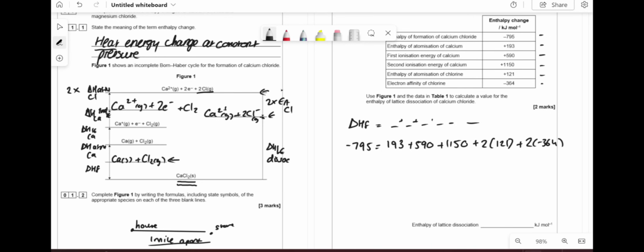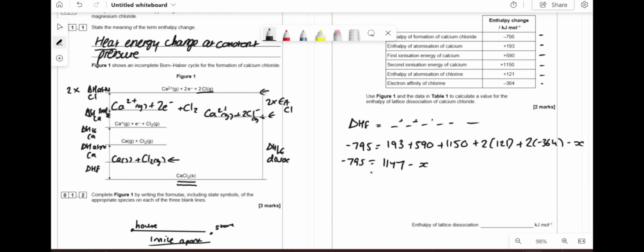But then we're stuck, because this is the lattice enthalpy of dissociation that we're looking for. So instead of plus x, we'd write minus x, because we're flipping the sign. Now I'm going to tidy everything up by calculating the numbers. So minus 795 equals 193 plus 590 plus 1150 plus 2 lots of 121 plus 2 lots of minus 364. And then that gives you 1147 minus x.